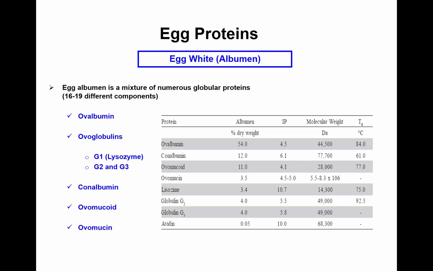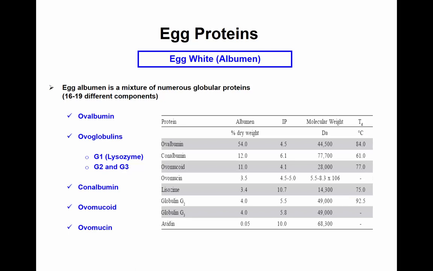So ovalbumin is the main one, followed by conalbumin, ovomucoid, ovomucin, lysozyme, it's spelled wrong here in this table. And then actually lysozyme is a globulin, ovoglobulin. G1 is your lysozyme, and then G2 and G3 are globulin 2 and 3. And then avidin, which is a protein that binds what?